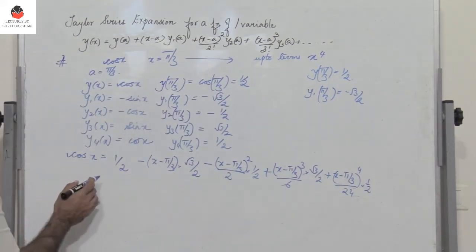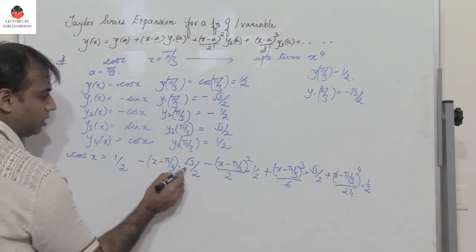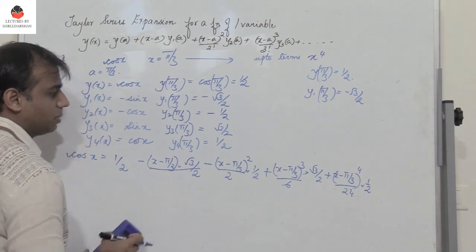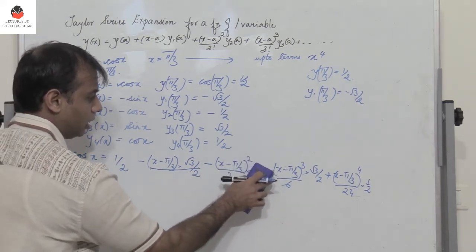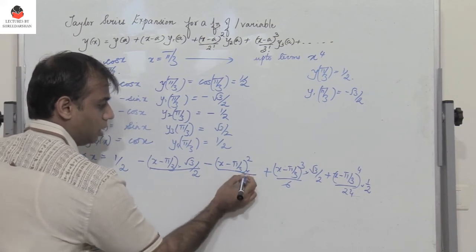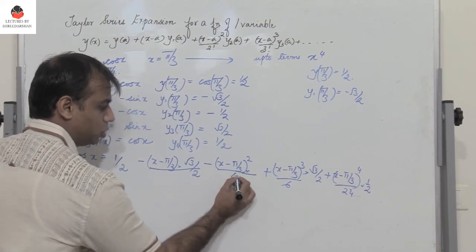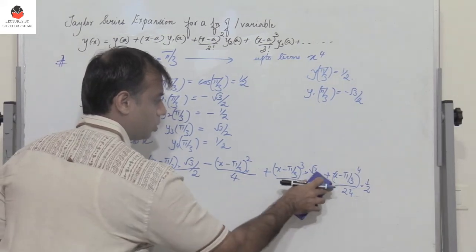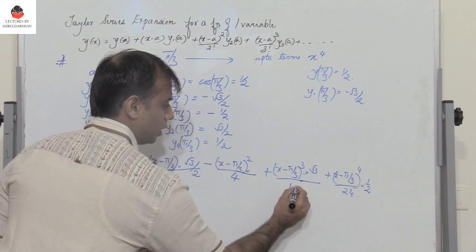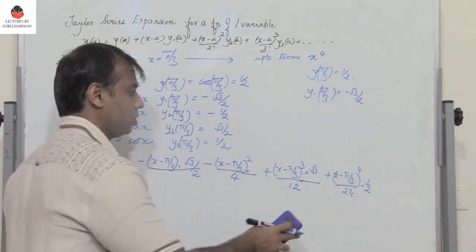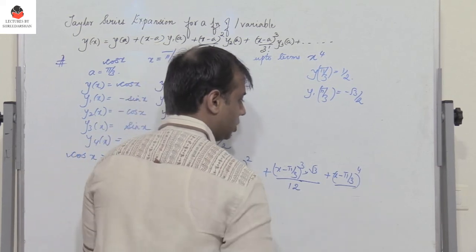So you have 1 by 2 minus x minus pi by 3 into root 3 by 2. And here you have x minus pi by 3 the whole square divided by 1 by 2 into 2 here. So you have 2 into 2, which is 4. And then here you have 6 into 2, which is 12. So you get divided by 12. And then you have 24 into 2, which is 48. So I get 48 here.